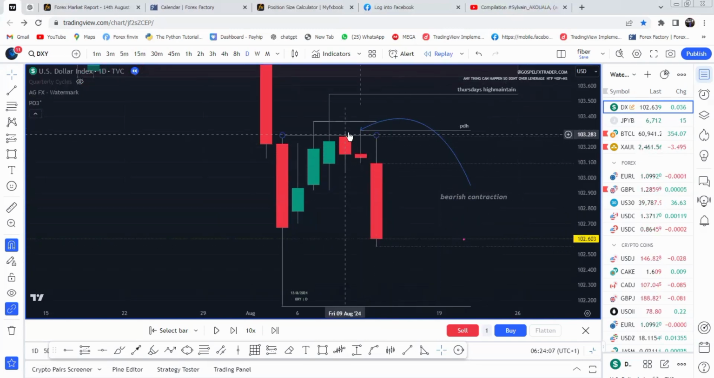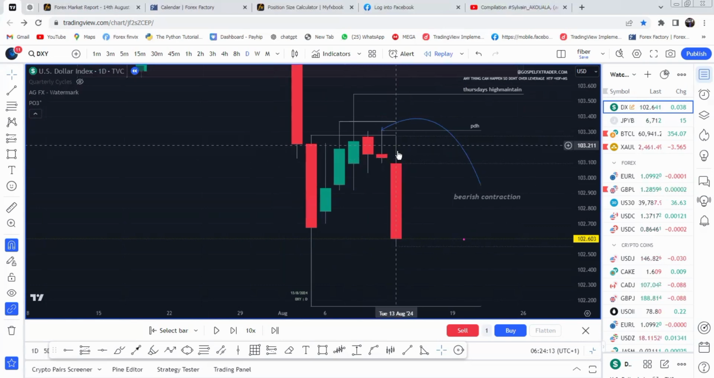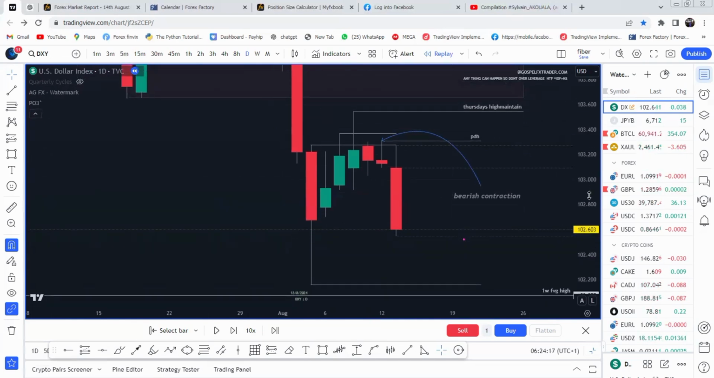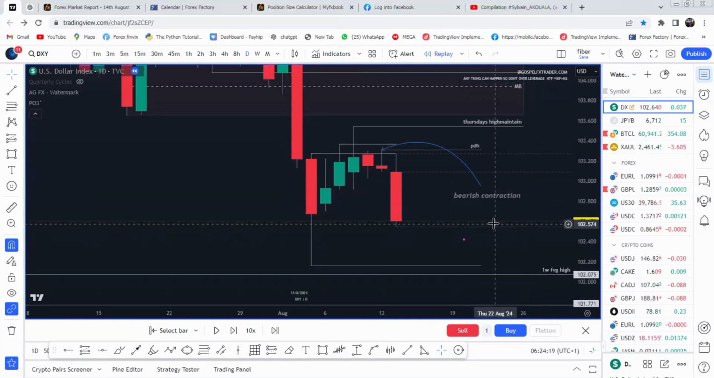The moment price took the previous day's high here and then gave us this type of close, which is a bearish contraction, you already know that the next day will be an expansion to the downside. So this is just very simple, trying to put everything based on the basics, right? It is not about complicating anything. It's not about trying to figure out some holy grail. The holy grail that you have here is your mind.